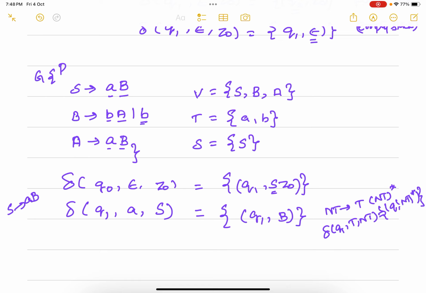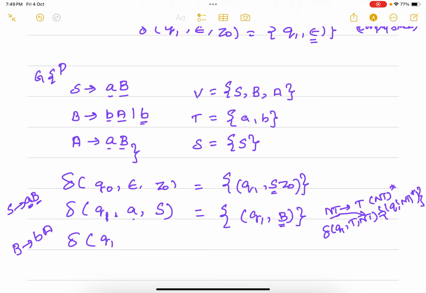So this is Q1 comma, this is the terminal we have, so A we have included. The right hand side should come here. So the right hand side is S, so S is coming. Now on the left hand side, whatever is there should come, so B is coming.